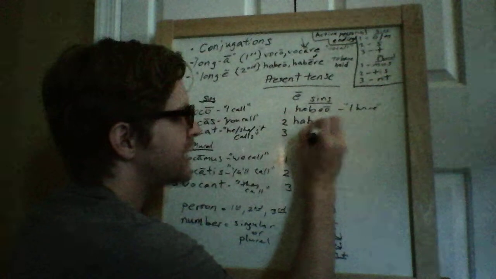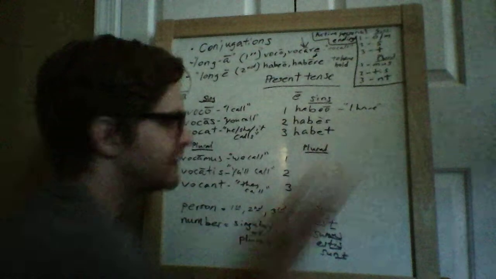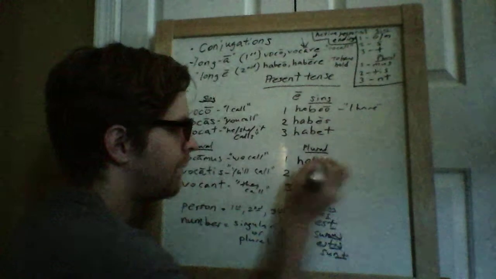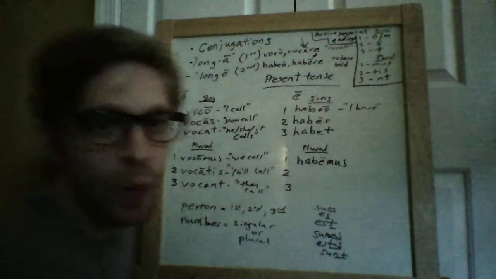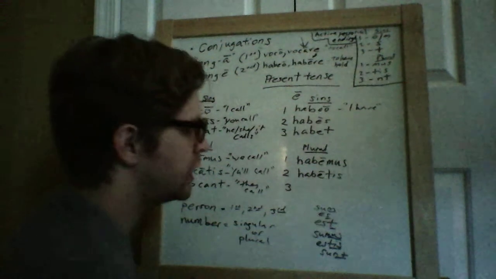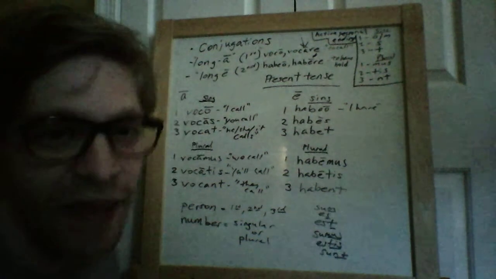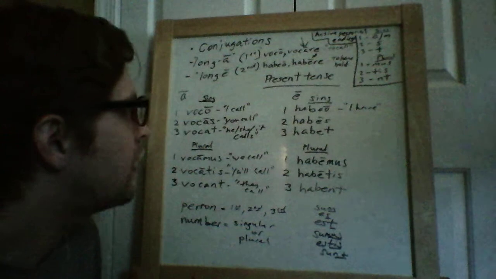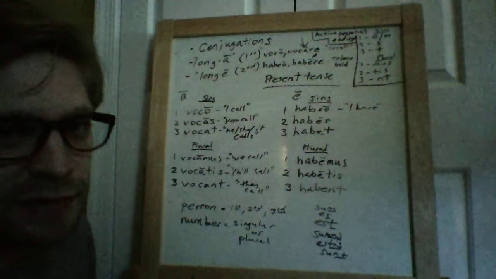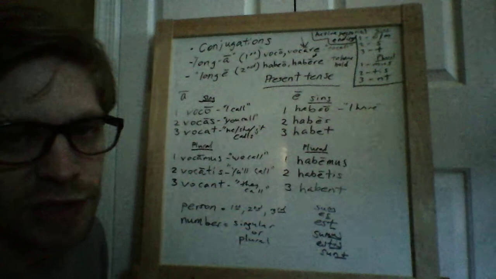Adding the same personal endings now. Habes, you have. Habet, he, she, it has. Habemus, we have. Habetis, y'all have. And habent, they have. Okay, so there you have it: the conjugation in the present tense, active forms of the long A conjugation and the long E conjugation.